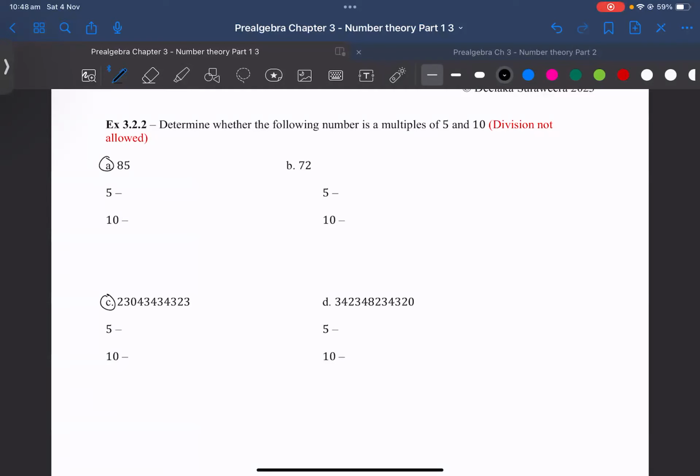Okay, we'll discuss now. So for part A, 85, is it a multiple of 5? Yes, right? The last digit is 5, therefore yes, it's a multiple of 5.